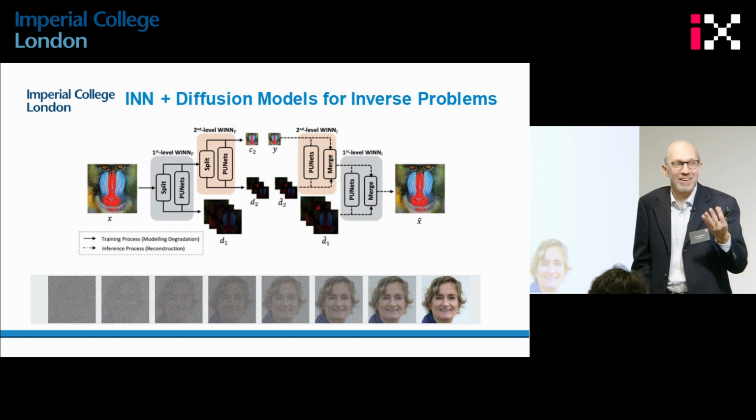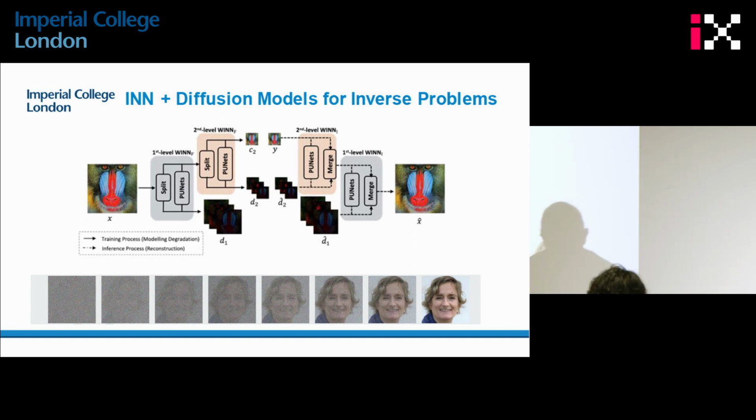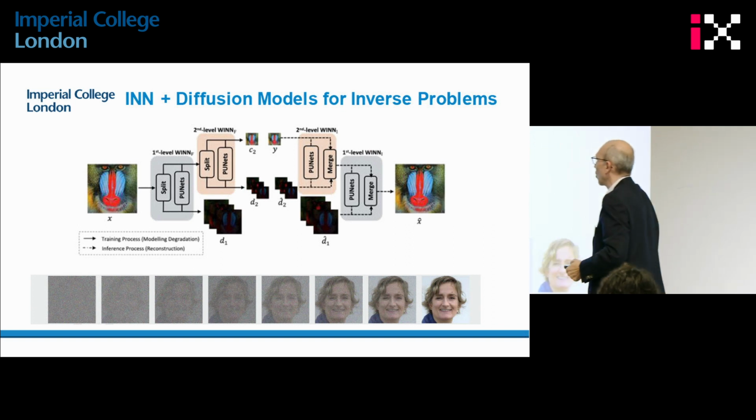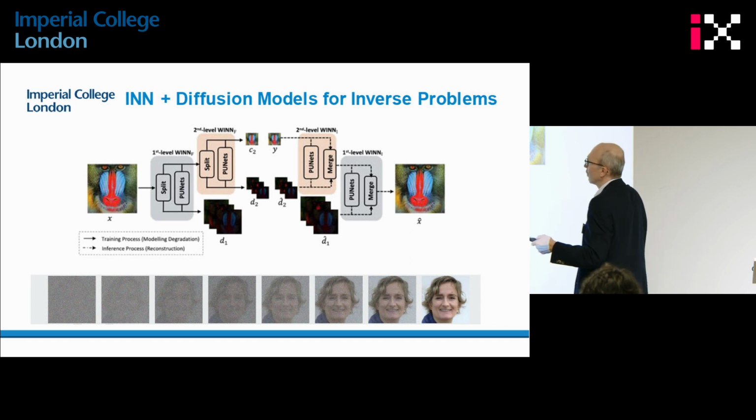If I'm doing MRI, Shen is there, she's going to kill me. You cannot generate a random image of an MRI. So we need to impose consistency. And so the idea for us is to do the following.